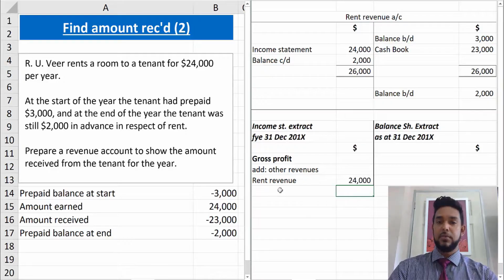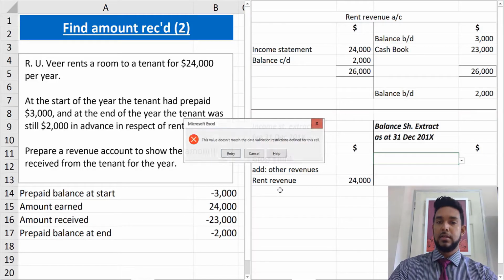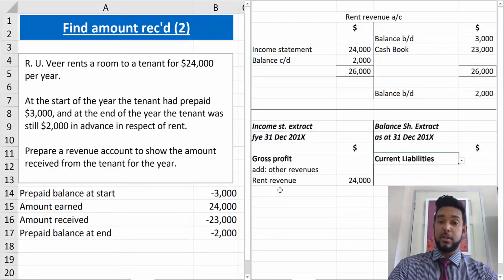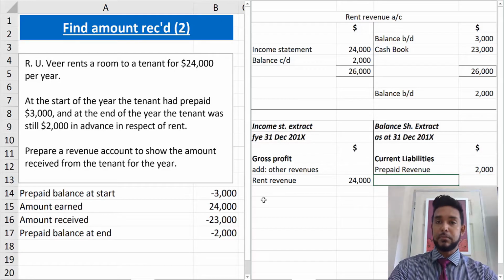Rent revenue is 24,000, and they have prepaid, which is a current liability for us. Prepaid revenue $2,000.